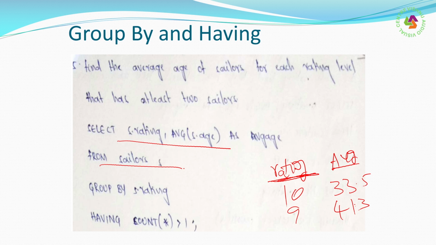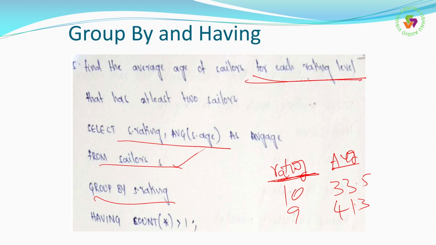So for this rating and age, you need not go for the boats and reserves tables. Here you are dealing only with the age of the sailor and the rating of the sailor. Those 2 columns are within the sailors table. That's why you need only the sailors table, with no need of the remaining 2 tables. From sailors S, group by S.rating, based on rating, for each rating level.